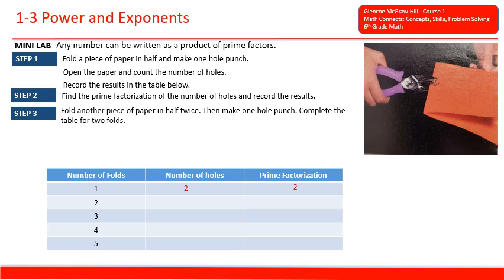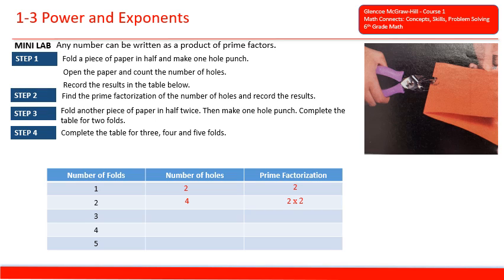Step 3, fold another piece of paper in half twice, then make one hole punch. Complete the table for 2 folds. So if I fold it in half twice, it would be 4 holes, and the prime factors would be 2 times 2.